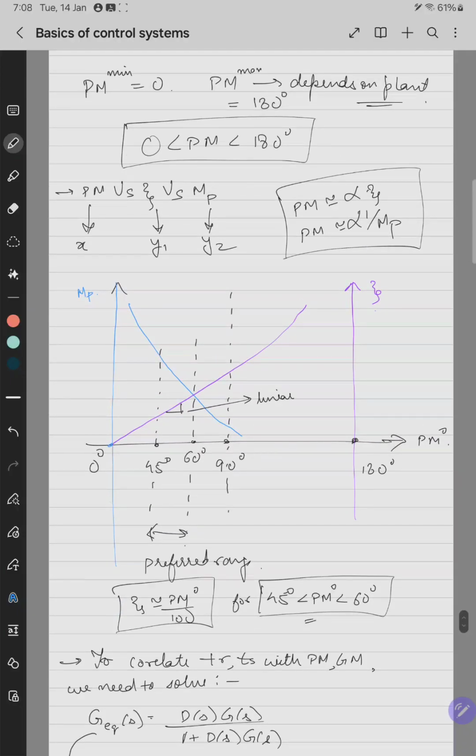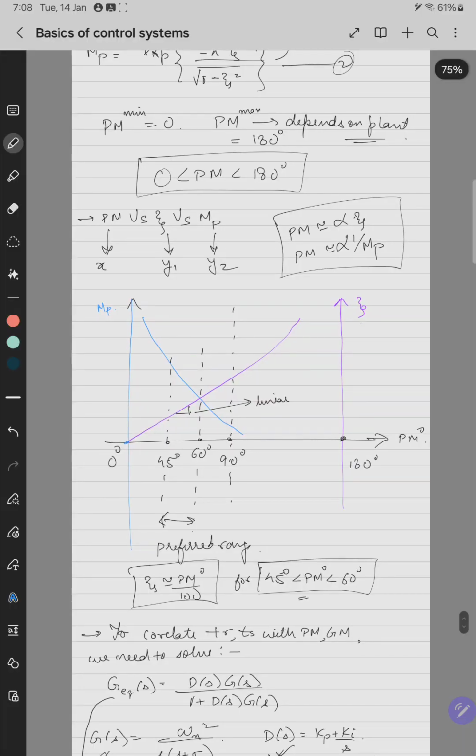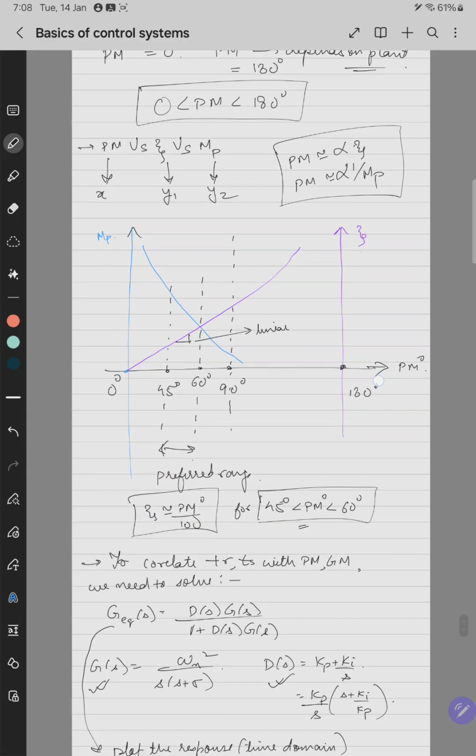So if the controller is fast, it means the frequency is high, the gain crossover frequency or the bandwidth is high. Bandwidth is the frequency at which the closed loop Bode plot gain magnitude is 1 by root 2 in absolute, or minus 3 dB in decibel scale.